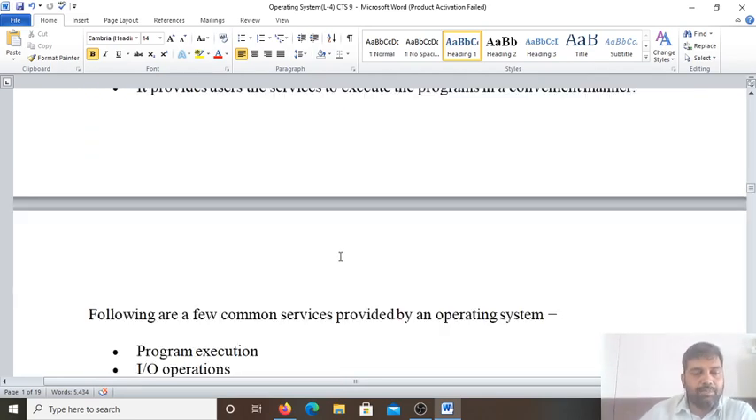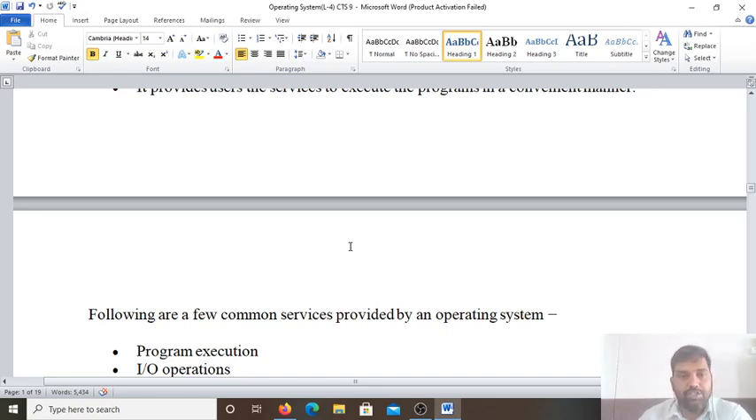Next is the single user operating system. The single user operating system was the initial version of the operating system, when the concepts of multi-threading and multitasking had not been invented. So this operating system supports only one user at a time. Single user means at a time one user can work. Examples of the single user operating system are Windows 95 and Microsoft DOS. All these are single user operating systems. So only one user can work.